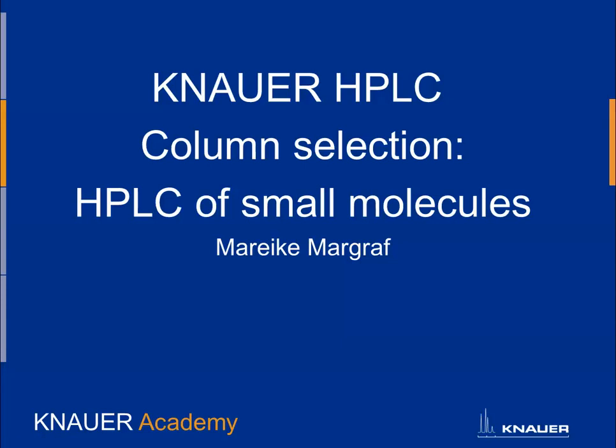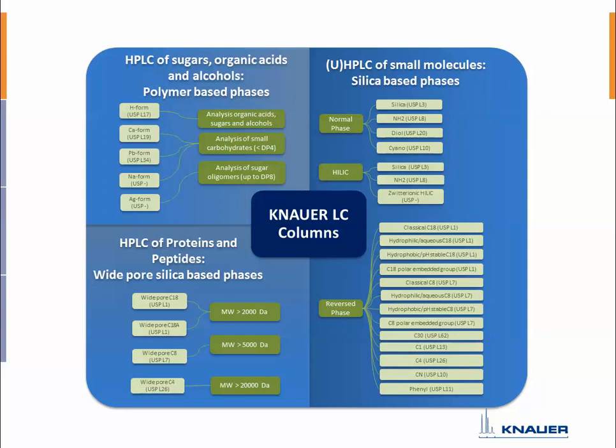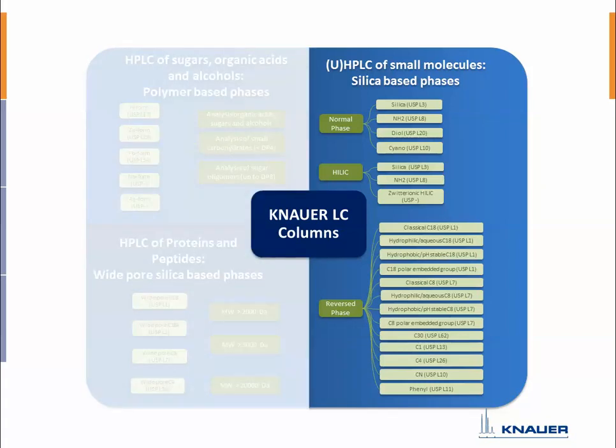Welcome to a KNAUER Academy video tutorial on KNAUER HPLC columns and column selection, and especially on columns for the HPLC of small molecules. If you are already familiar with KNAUER HPLC columns, you might know that they can be separated into three major groups. And today we are talking about the silica gel based phases for the HPLC and UHPLC of small molecules. They can be separated into normal phase columns, HILIC columns, and also reversed phase columns. And we will now have a look at what this means.